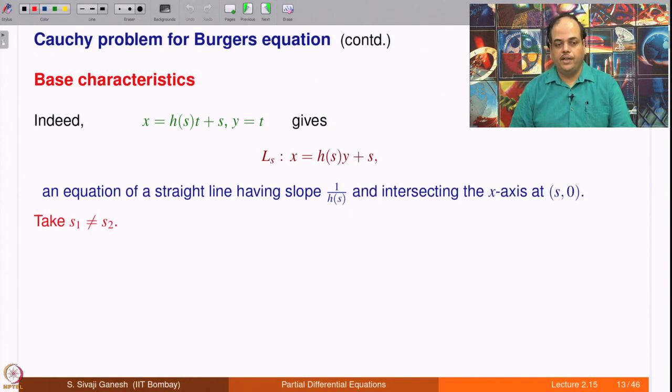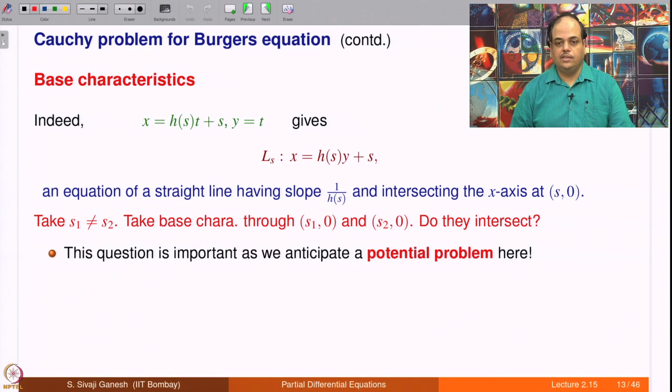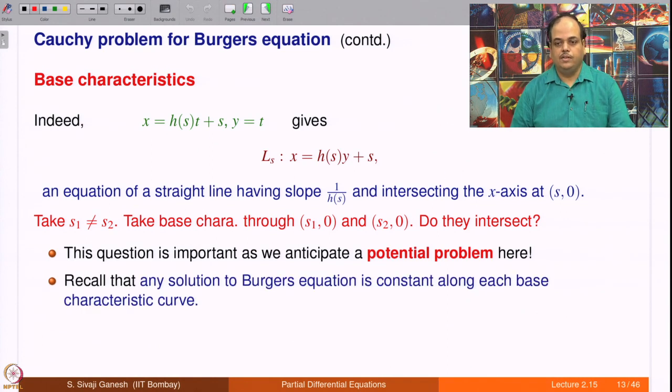If you take two different S1 and S2 and take base characteristics through those two points, do they intersect? We already saw the picture, right. This question is important. Why are we asking this question? This question is important as we anticipate a potential problem. Recall that any solution to Burgers' equation is constant along each base characteristic curve.